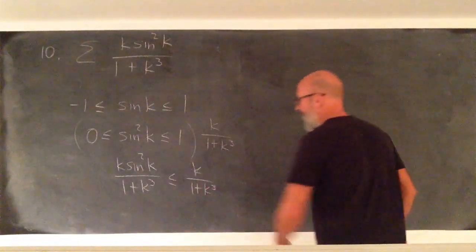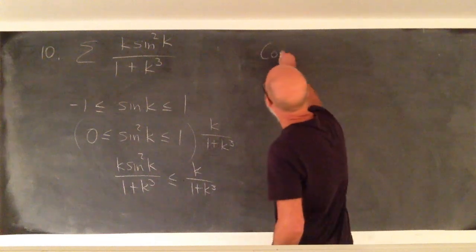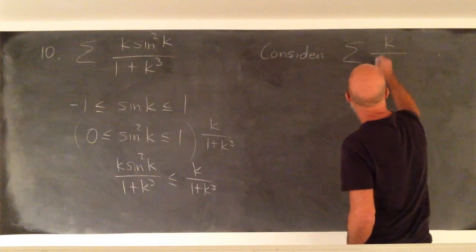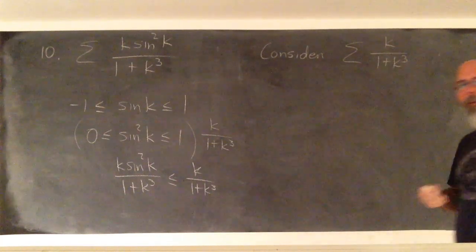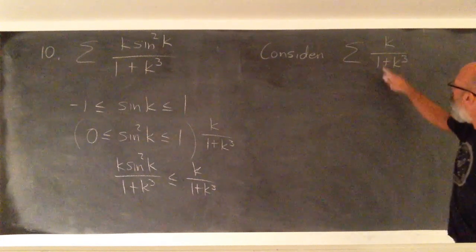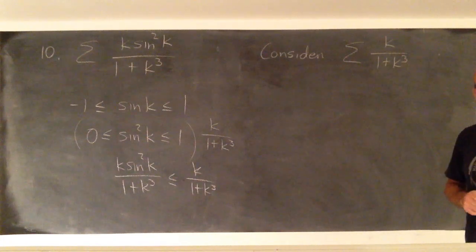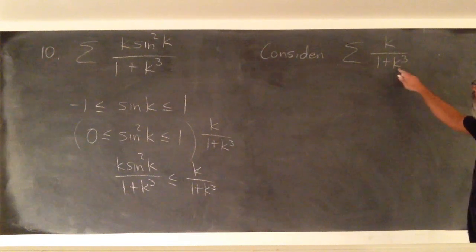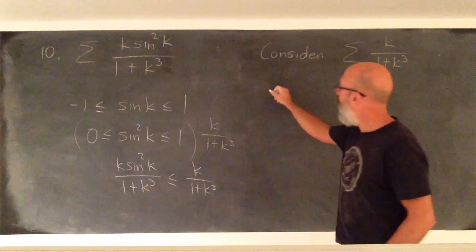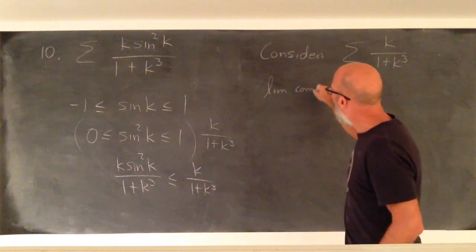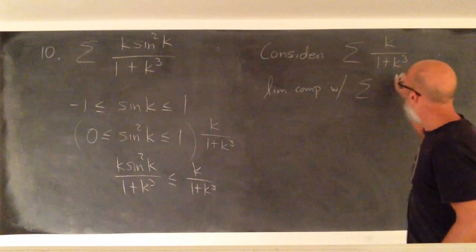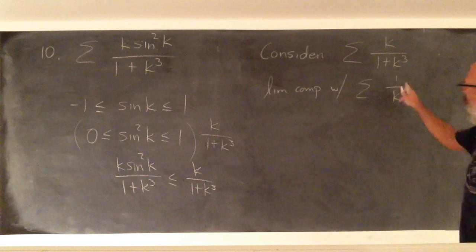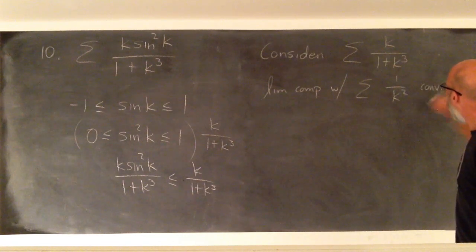So can we establish convergence of this? Let us consider the series k over 1 plus k cubed. Here, the 1 in the denominator is negligible. The denominator kind of looks like k cubed, right? The dominant term is k cubed. So we're going to do a limit comparison with the series 1 over k squared, which is a convergent p-series.